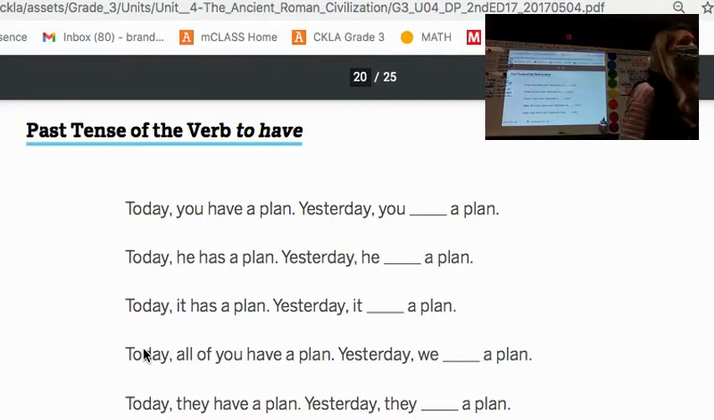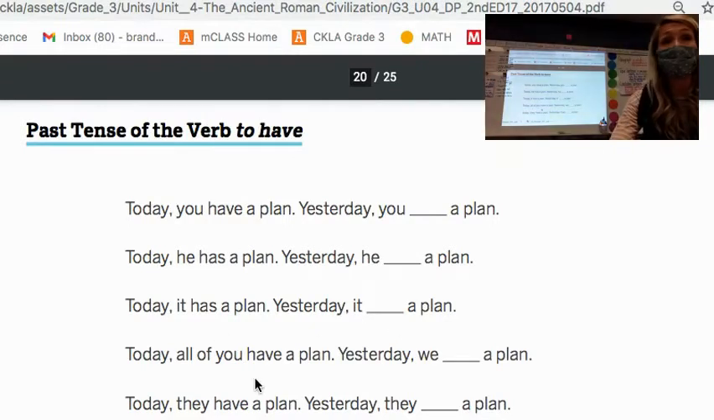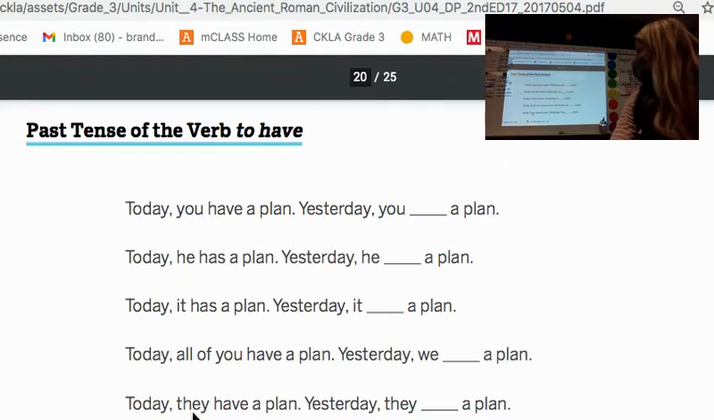So third graders, what I really want to point out is the pronoun to past tense for had. So we have you have becomes you had. He has becomes he had. It has becomes it had. All of you becomes we. And they have becomes they had. So our past tense for the verb have is had.